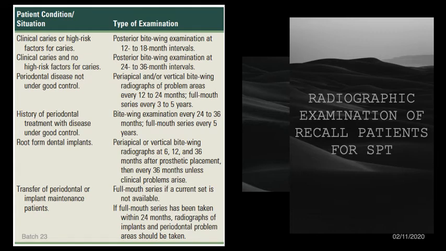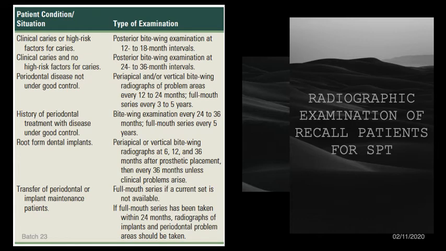If the patient has a dental implant, then the frequency of radiographs should start with 6 months, 12 months and 36 months. The first 3 radiographs should be taken at 6 months, 12 months and the 36th month after the prosthetic placement. Then every 36 months we have to take a radiograph.